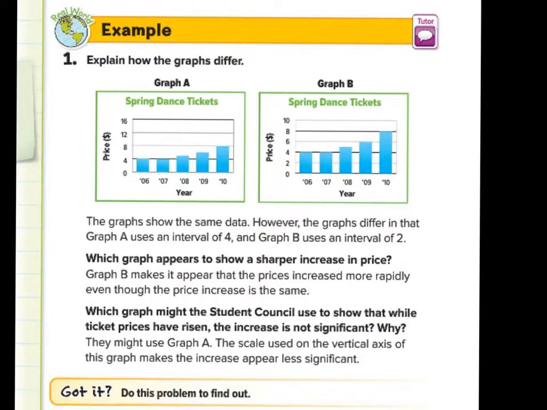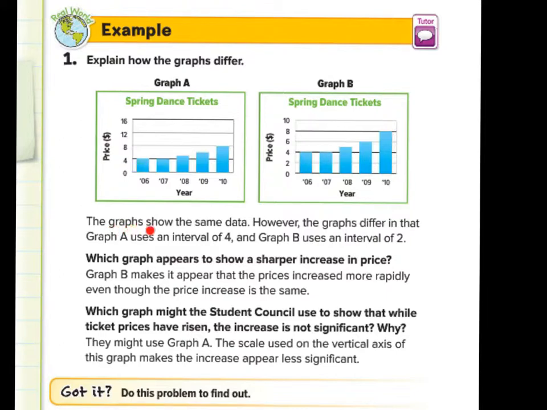Here we have example 1 and we have 2 graphs, graph A and graph B. Spring dance tickets. On the vertical axis, we see the prices in dollars. In graph A they jump up with intervals of $4: 4, 8, 12, 16, and in graph B we have intervals of $2: 2, 4, 6, 8, 10. So this one only goes up to 10.